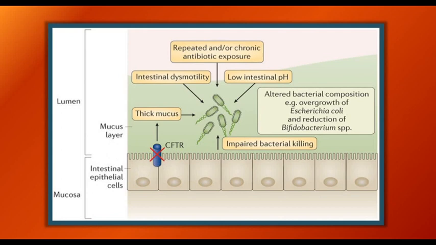So this will lead to accumulation of thick mucus outside of the intestinal epithelium and in the lumen of the intestine. So what happens if thick mucus accumulates? It will lead to intestinal dysmotility. It will lead to repeated and/or chronic antibiotic exposure that happens from impaired bacterial killing and low intestinal pH, that will lead to altered bacterial composition, that's to say overgrowth of E. coli and reduction of bifidobacterium species.